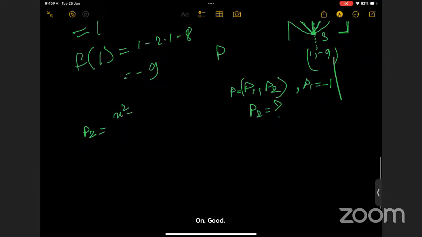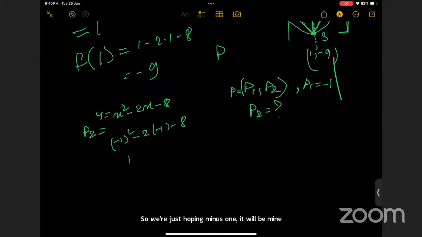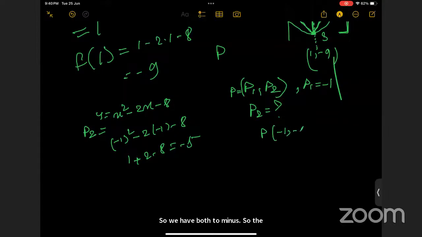Okay, x squared minus 2x minus 8. This is our equation, right? So we're just putting -1: (-1) squared, minus 2 into -1, minus 8. So it will be 1 plus 2 minus 8. Yeah, that is -5. So the point is (-1, -5).